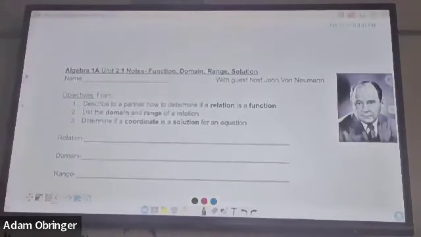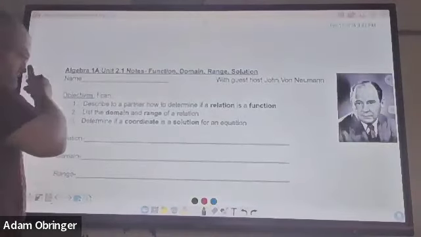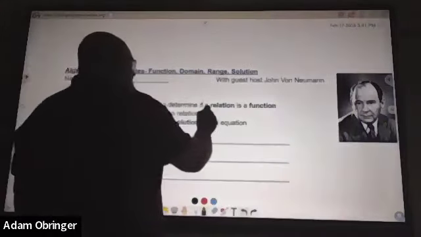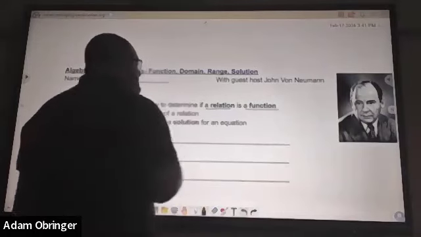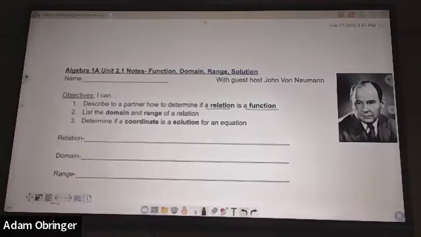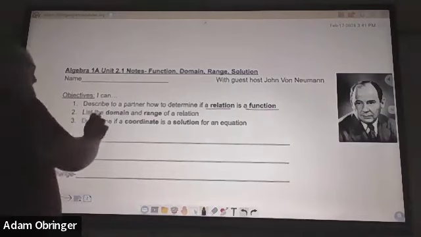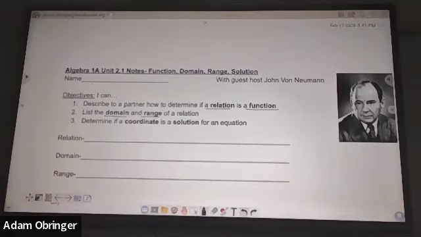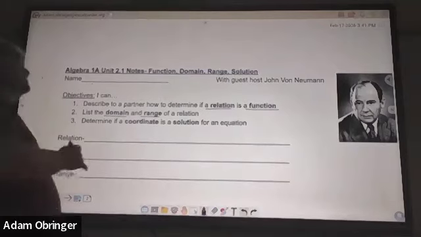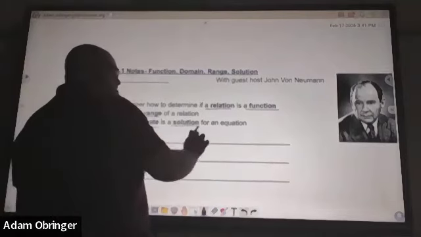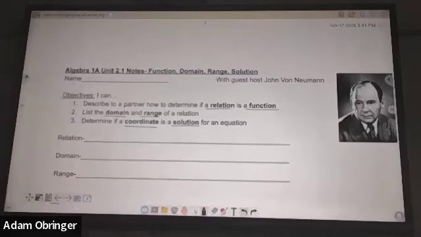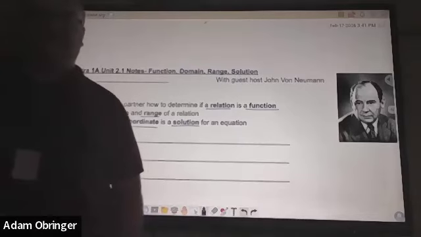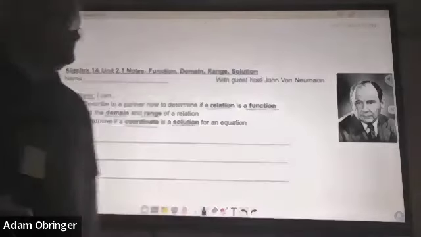So to get into the notes for today, our objectives are to be able to communicate to a partner if a relation is a function. Those are both vocab words that we will explore during this lesson. We are going to be listing the domain and the range of a relation. Again, vocab words. And determining if a coordinate is a solution for an equation. A lot of vocab words in this one. You'll notice that most of our first lessons within a unit end up being very vocab heavy.